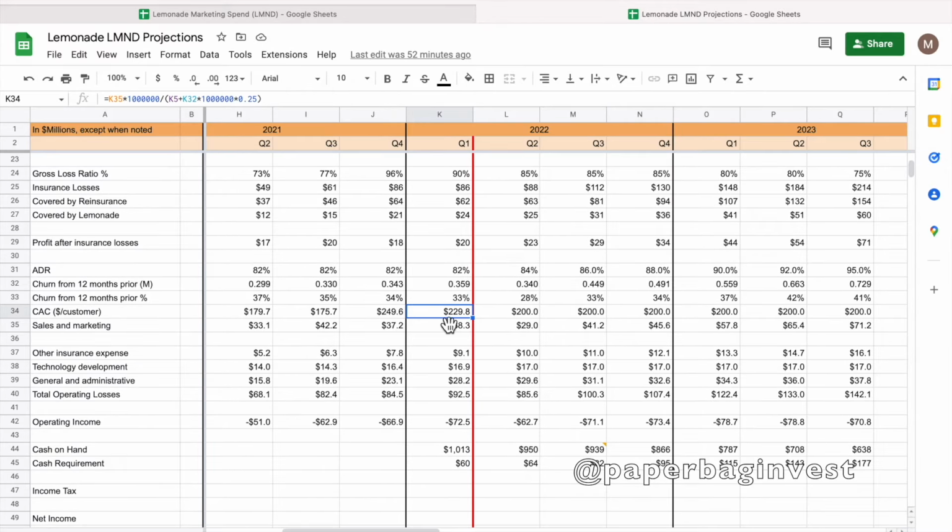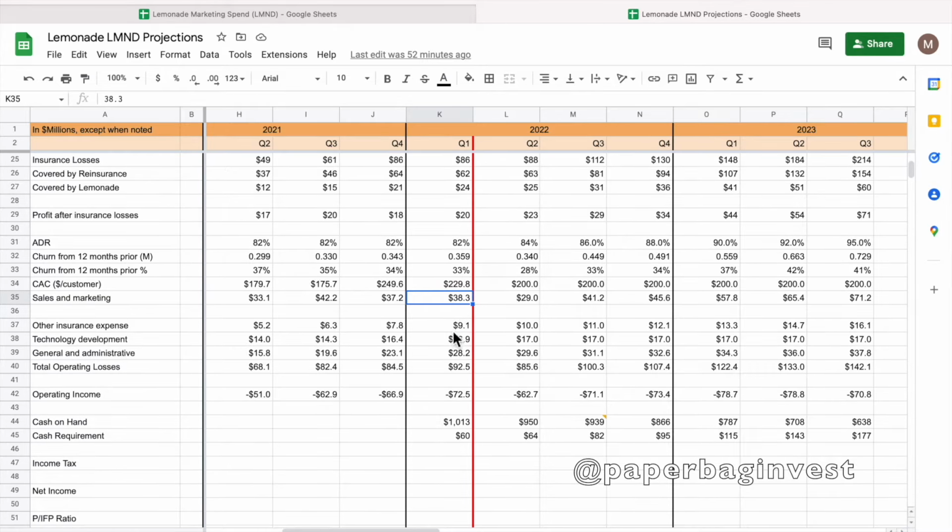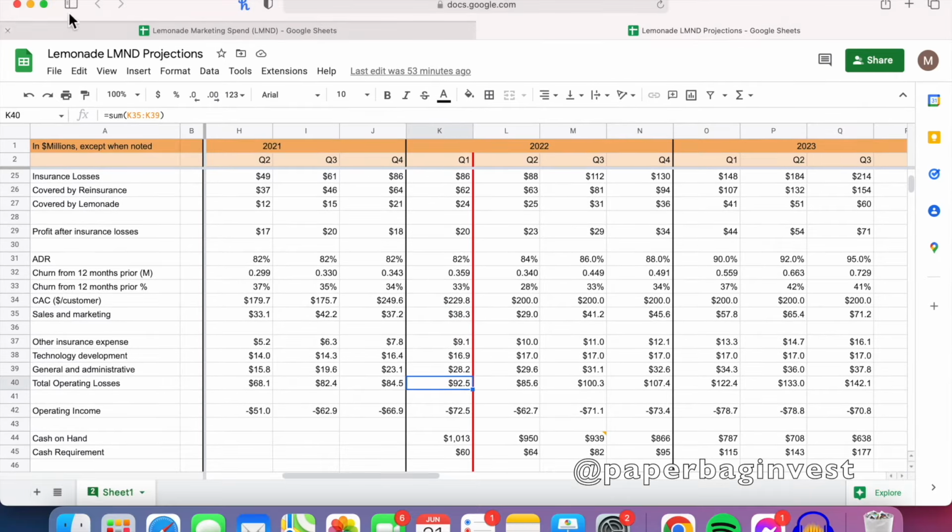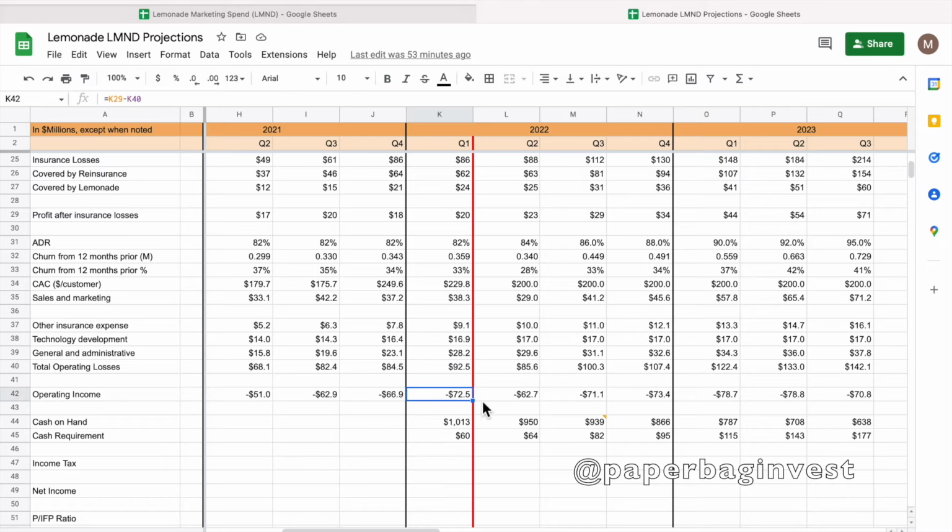So anyways, then you get your sales and marketing total, and then also have other insurance expenses. You also have technology and development expenses, general and administrative expenses, and then I have total operating losses, which includes all these three plus your sales and marketing. And then I've taken my operating income and calculated that from your profit after insurance losses, that $20 million, minus your operating expenses. So they lose around $70 million.